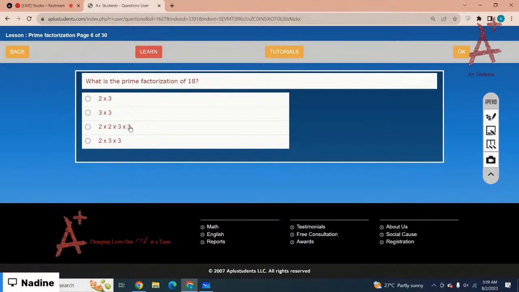This is not the correct option. 2 times 3 is 6 and 6 times 3 is 18. That is the correct option, right? When you multiply the factors, they make the original number again, right? So 2 times 3 is 6 and 6 times 3 is 18. So the last option is the correct one.